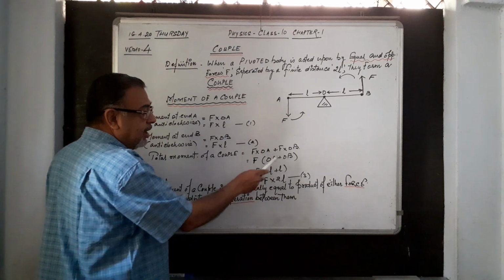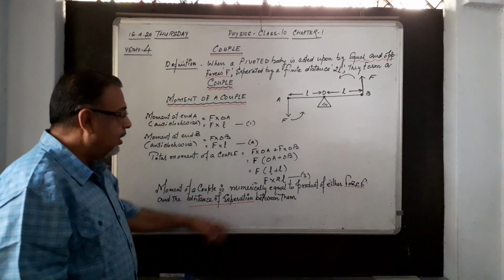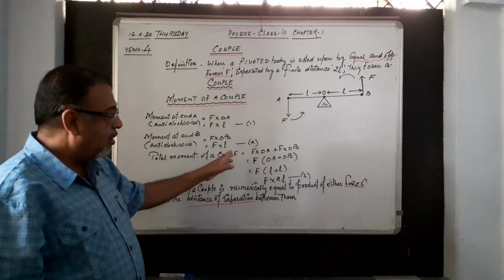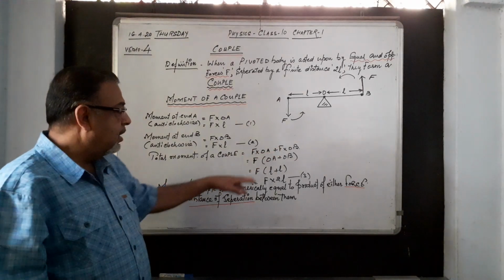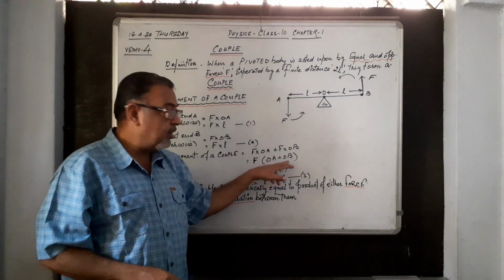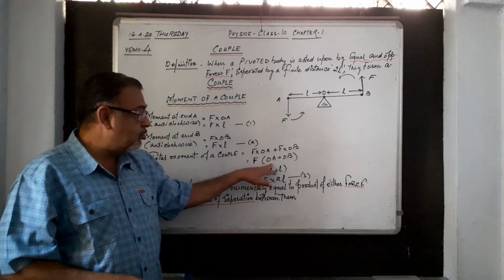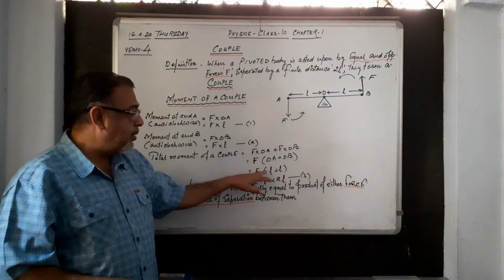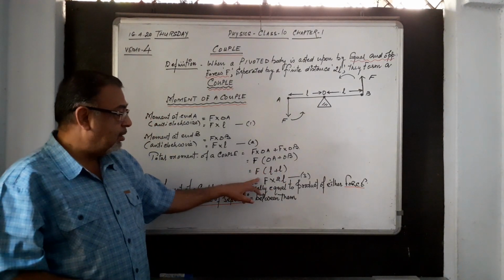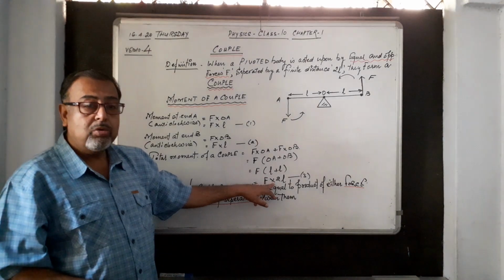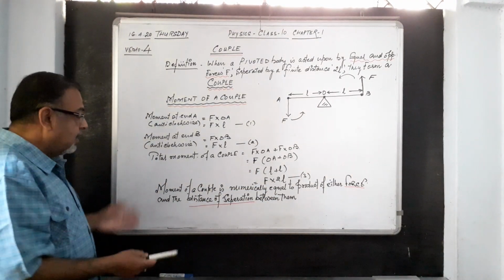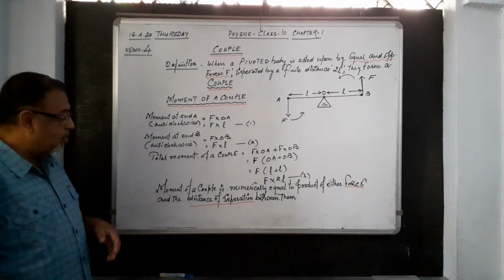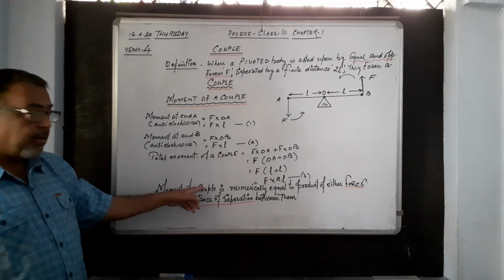F into OA plus F into OB, and taking F common, it will be F into OA plus OB. Replacing the values of OA and OB, it will be L plus L, which equals F into 2L. Thus, we come down to the definition of the moment of couple.